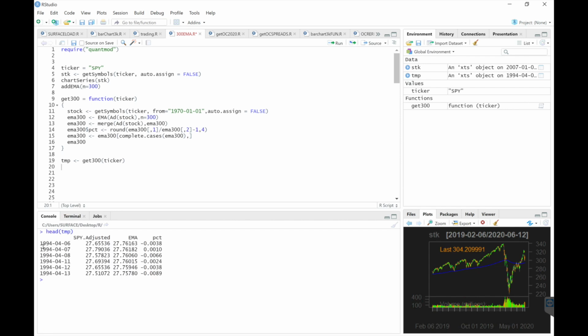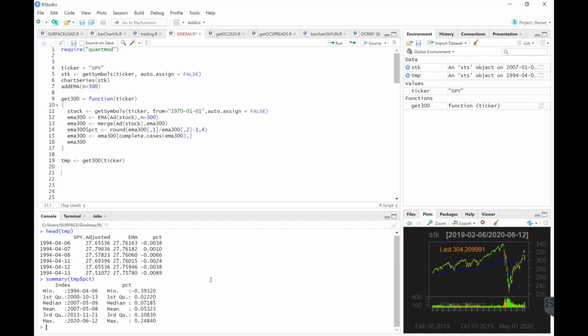So our data actually starts in 1994, and we see the adjusted price, the EMA, and then the percentage difference. All right, let's display a brief summary of the percentage changes. Interesting, so the stock was actually 39% below the 300 EMA at one point in time, and its max was close to 25% above its 300 EMA.